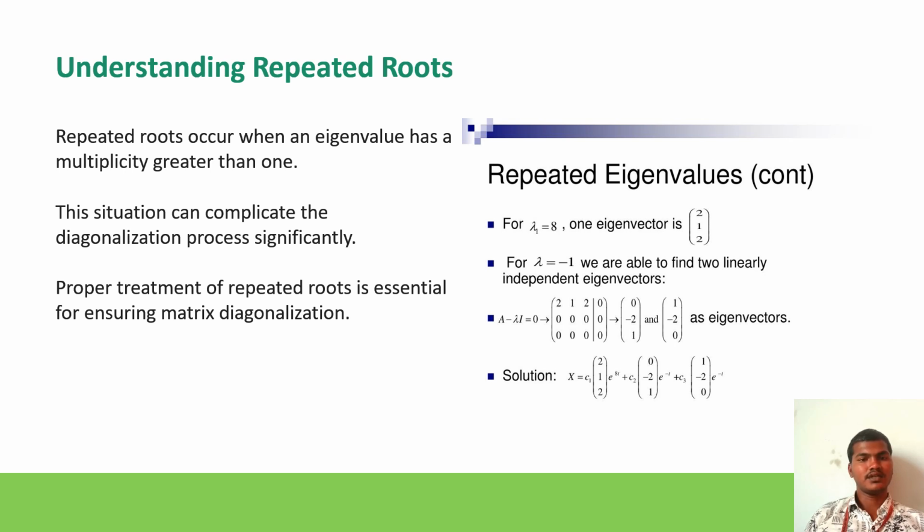Understanding repeated roots. Repeated roots occur when an eigenvalue has a multiplicity greater than 1. This situation can complicate the diagonalization process significantly. Proper treatment of repeated roots is essential for ensuring matrix diagonalization.